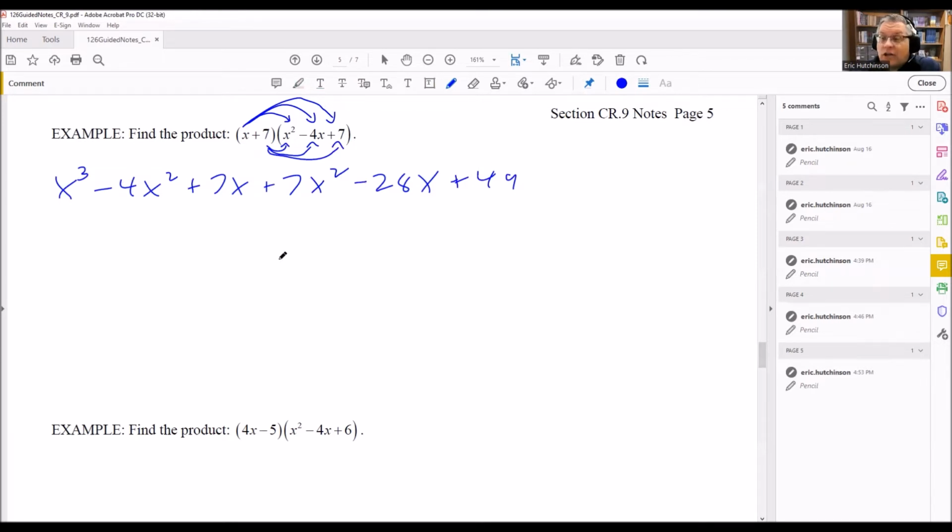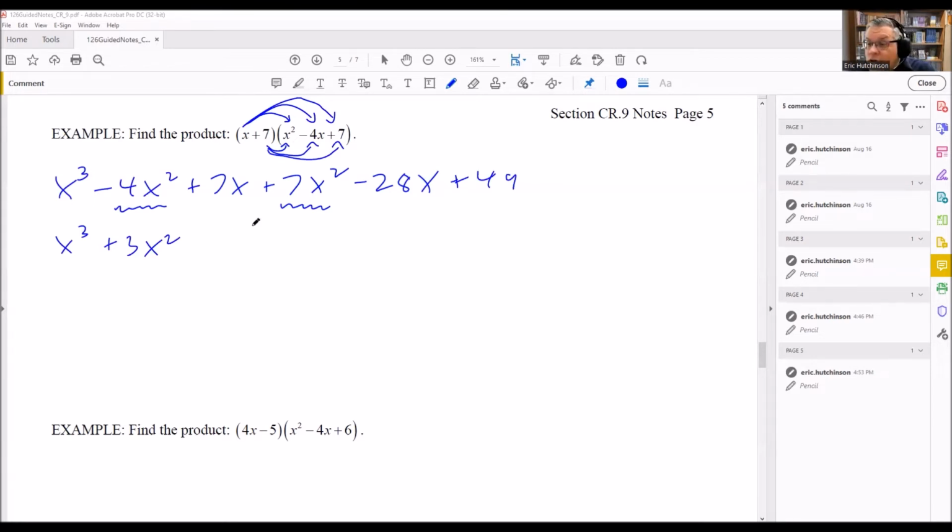Now we need to add the like terms together. Now x cubed, that's the only one that's a like term there. But I've got a minus 4x squared and a 7x squared like that. So negative 4 plus 7 is a 3x squared. Then I have the 7x minus the 28x would be the next one. So again, you want to write these in order. Typically, you do that from the highest to lowest power. So that's why I'm starting with the cube and then going down from there. And then you get it in order like that.